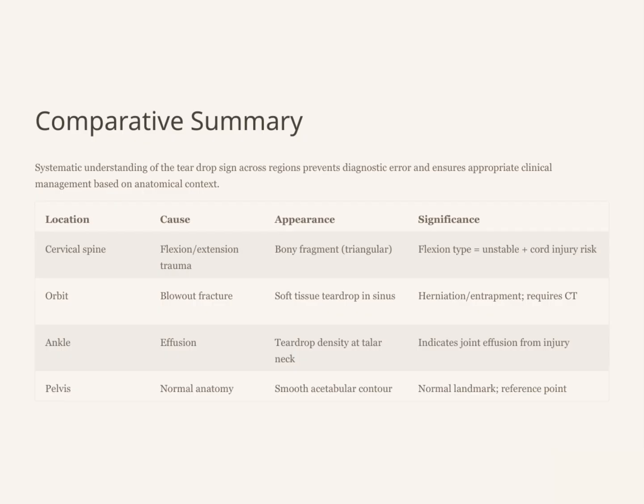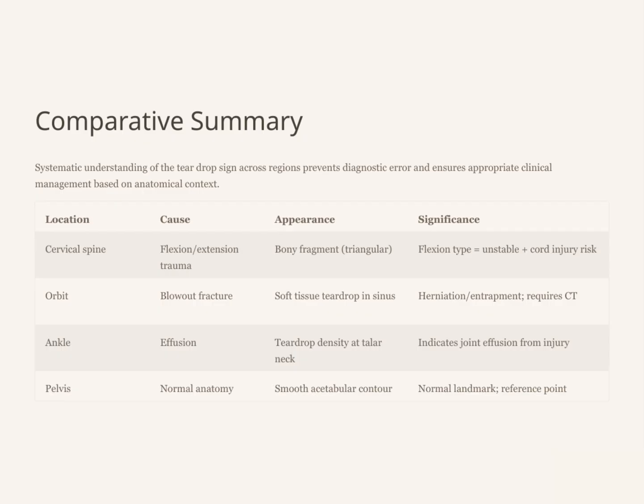Moving to the orbit, a blowout fracture can produce a soft tissue teardrop in the sinus. This sign indicates herniation or entrapment of soft tissue, which often requires further imaging like a CT scan for detailed assessment. Recognizing this early is vital for prompt management.